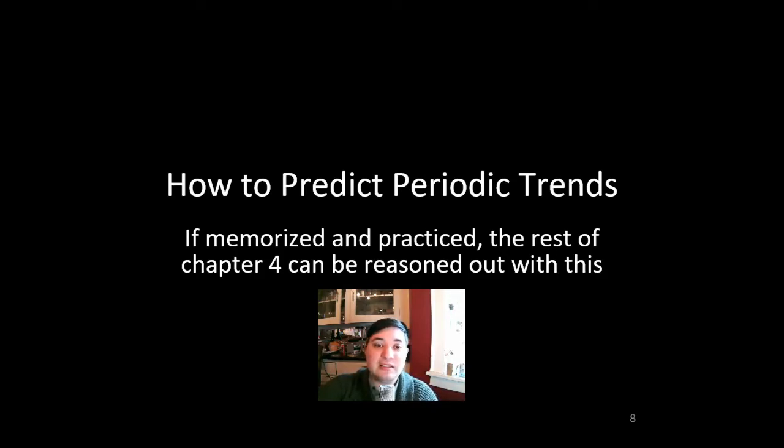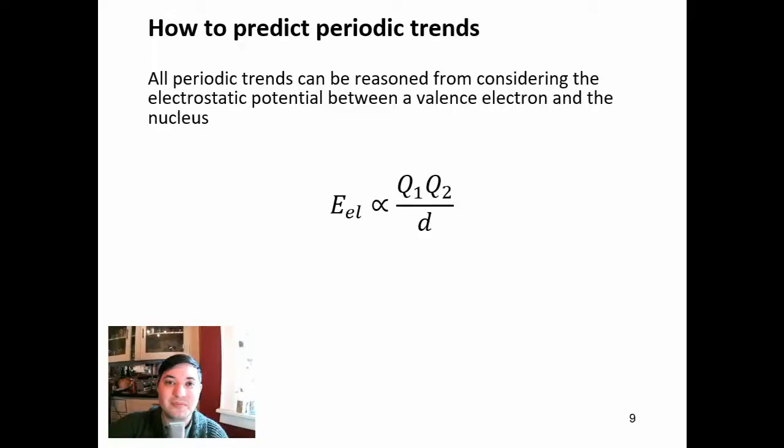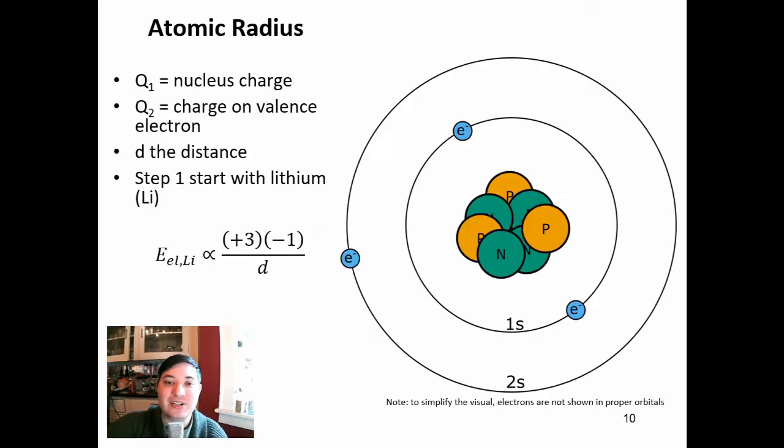But the key to predicting periodic trends is actually the electrostatic interaction energy. So all periodic trends can be predicted using the energy of electrostatic interaction. E electrostatic is proportional to Q1 times Q2 divided by the distance d between them. And yes, I want you to have this memorized. I told you to memorize it a couple of weeks ago, so hopefully you already have this down, but if not, here's your chance to catch up.